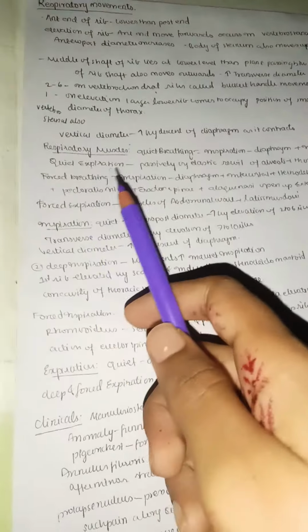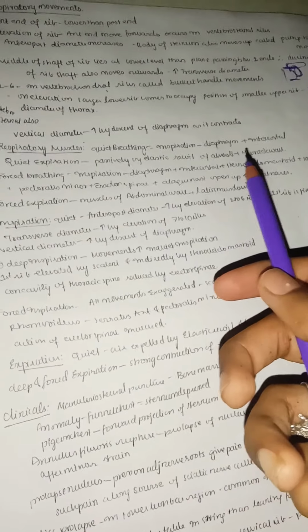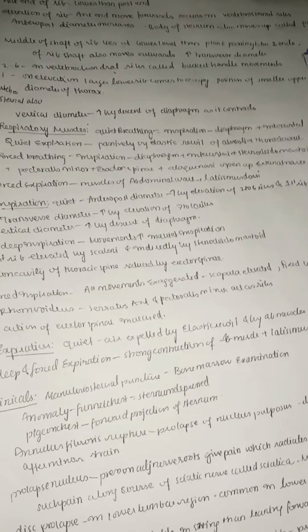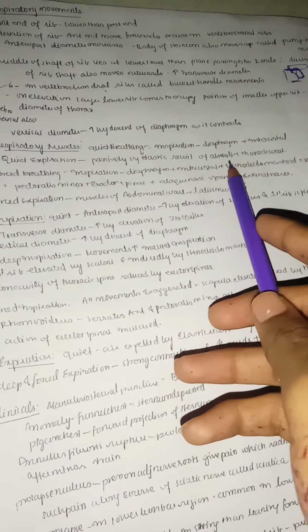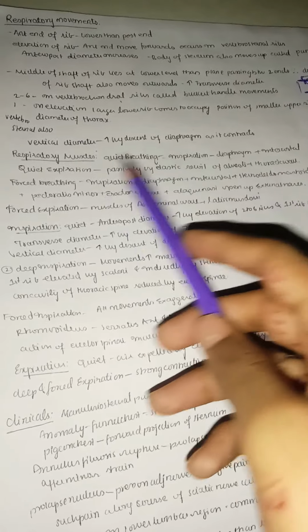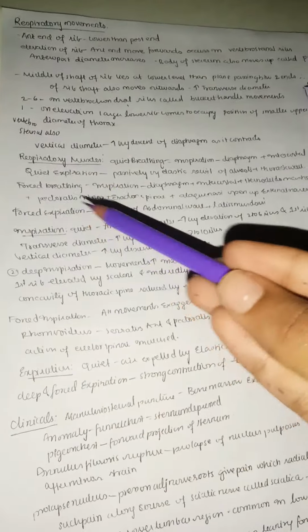So now let us see the respiratory muscles. Of course we have quiet breathing, right? In quiet breathing, inspiration involves especially the diaphragm and intercostal muscles, especially the external intercostal muscle. Quiet expiration is just a passive process, happening passively by elastic recoil of the alveoli and also the thoracic wall. We already discussed this in our physiology, but once again let us see it as the topic is here.